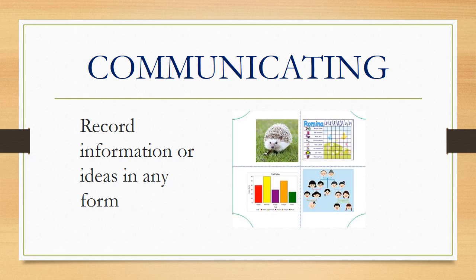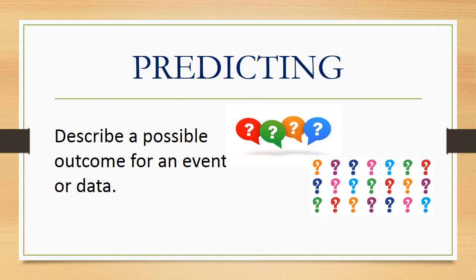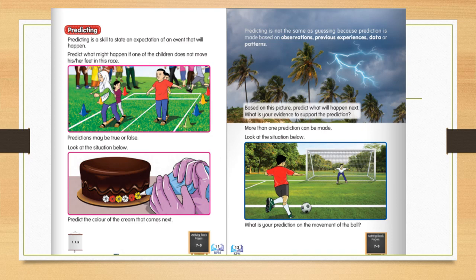So now we are going to go to the next science process skill, which is prediction. It is a statement made using prior knowledge about something that will happen in the future. So you're making a prediction. Let's look at our textbook, page 11 and 12.